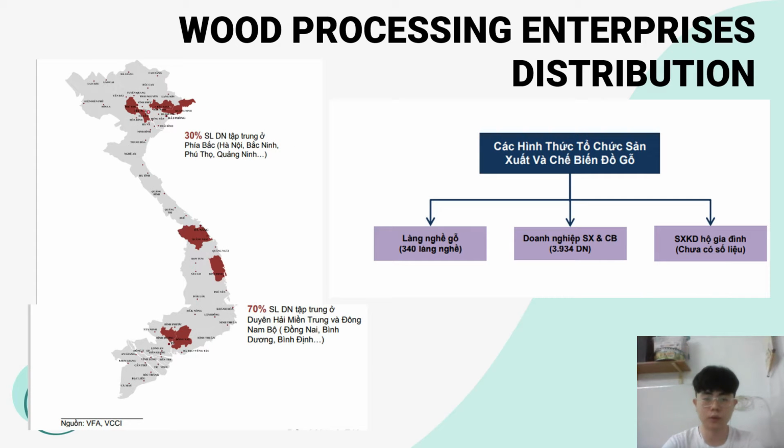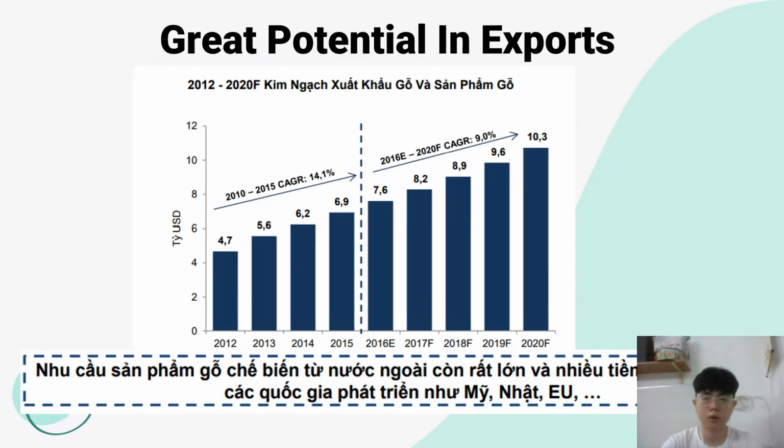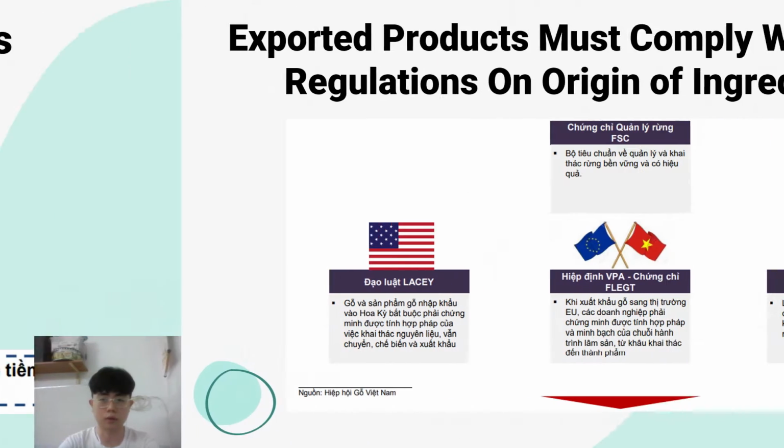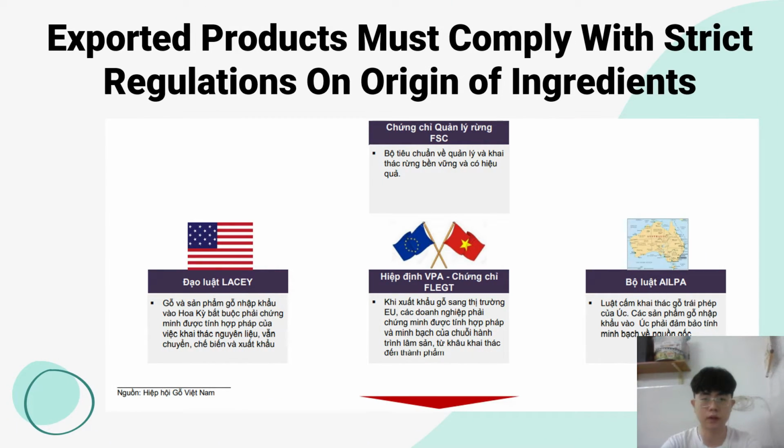Another thing is that wood processing enterprises are concentrated mostly in the south of Vietnam, including firms such as Woodcraft Village, household production, and business production and processing enterprises. And the demand for wood products from abroad is still very large and has potential, especially in developing countries in Europe. But at the same time, the wood industry has to face the challenge of strict regulation of origin.